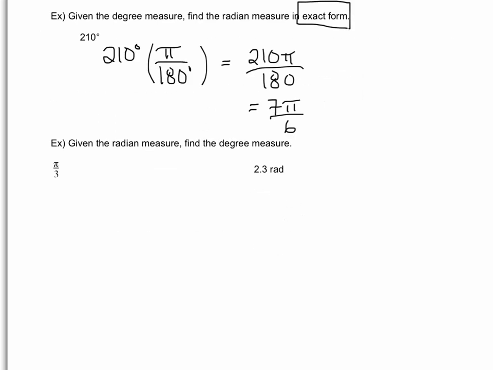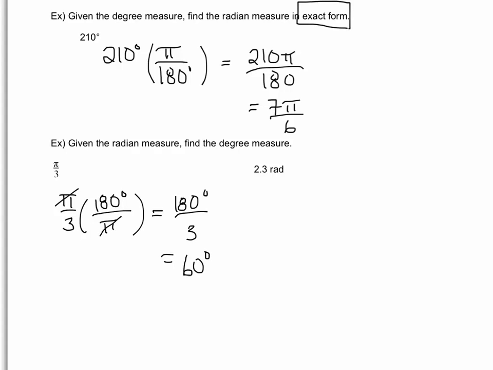To convert from radians to degrees then, let's do the first one, pi over 3. We're going to multiply that by 180 degrees over pi. The pi's will cancel out. We're left with 180 degrees divided by 3, which is equal to 60 degrees. The second one, 2.3 rad, we're going to set up the exact same way. So 2.3 times 180 degrees over pi, plugging that into a calculator would give us 131.8 approximately degrees.